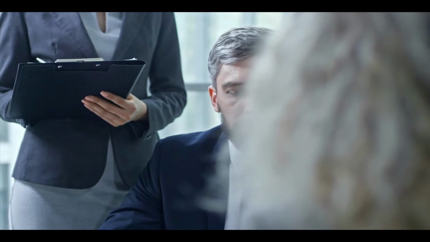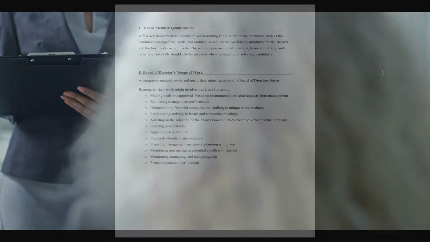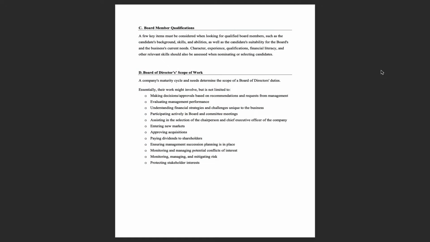And the more they are privy to what the scope of work of the management team entails that is specific to the context of the company and to the environment or ecosystem in which the company operates, the better they are going to be able to evaluate performance and set key performance indicators or targets that are operational or financial for the management team. Another key point is that they need to understand the financial strategies and the challenges that are unique to the business.